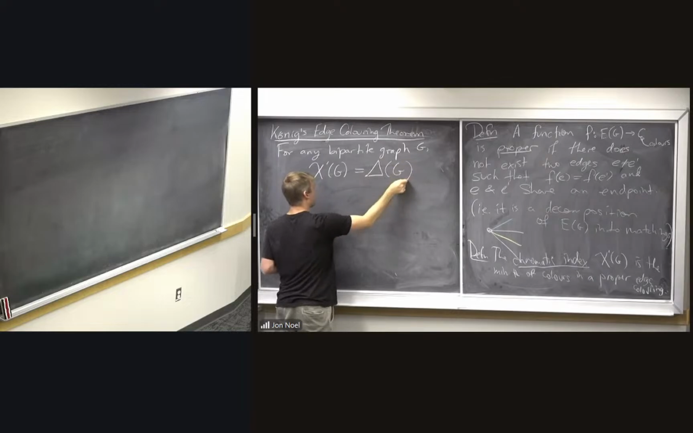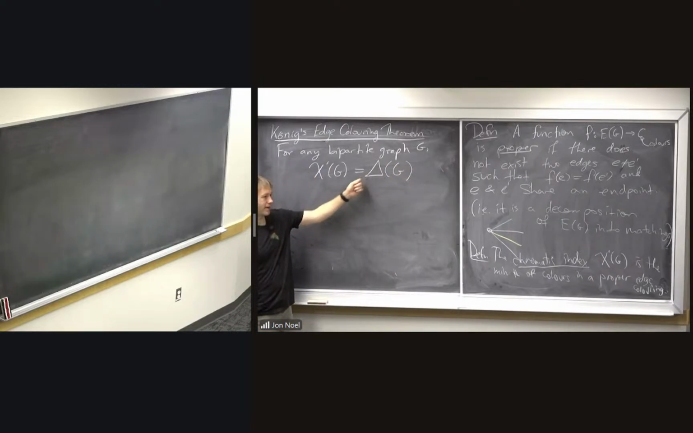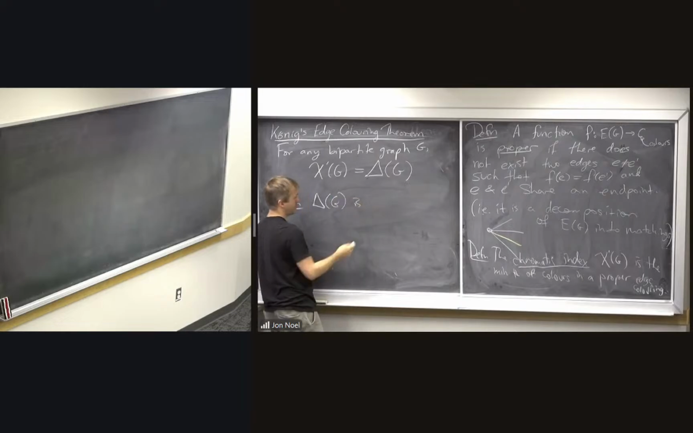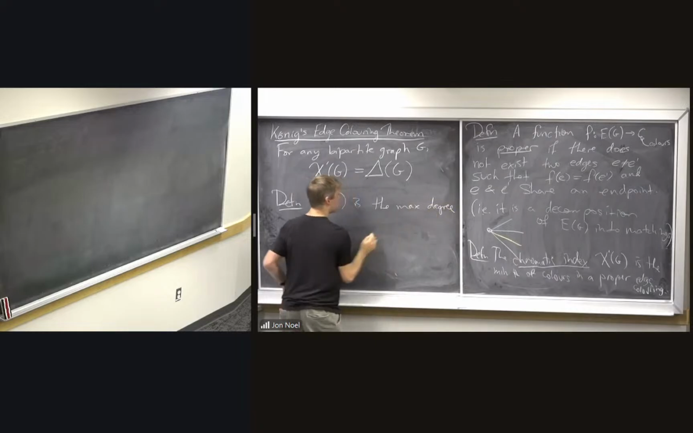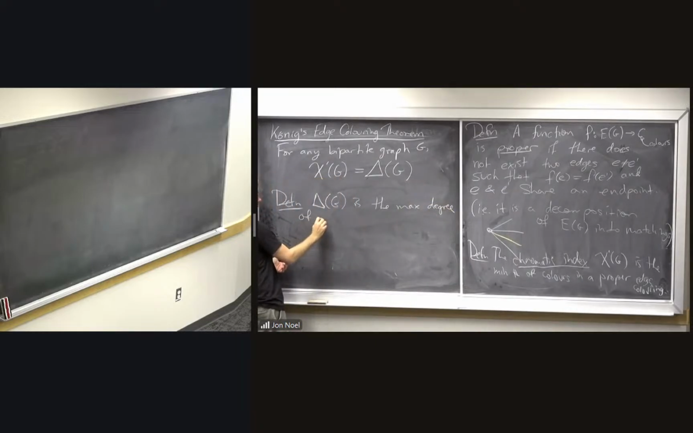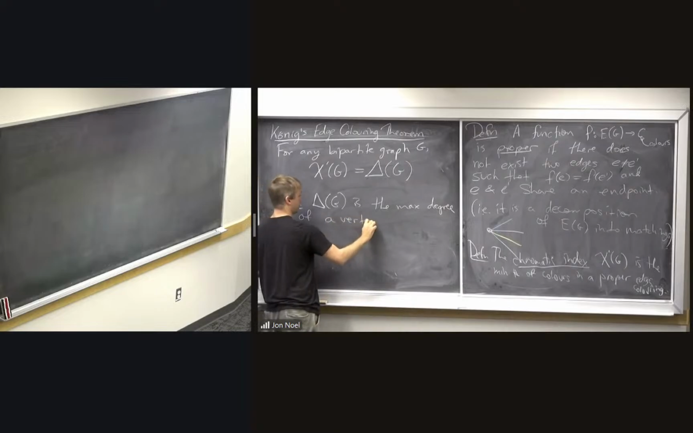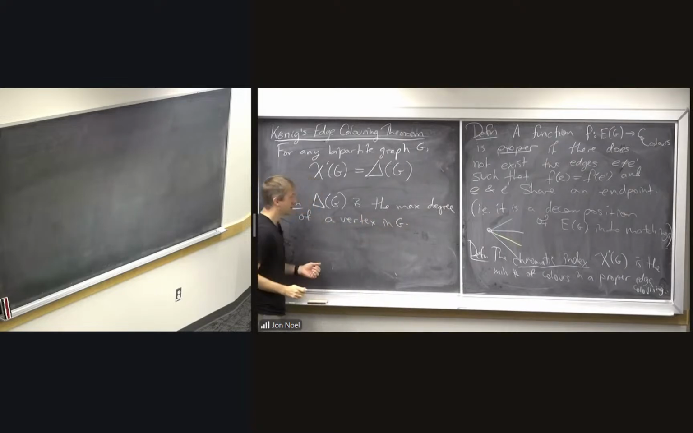And now that I write this, I don't remember if we ever defined that, but in case we didn't, delta of G, capital delta of G, is the maximum degree of a vertex in G. So the maximum number of edges incident to any given vertex, right?